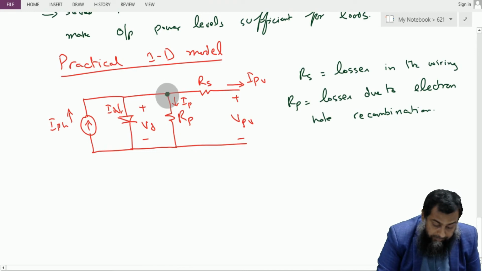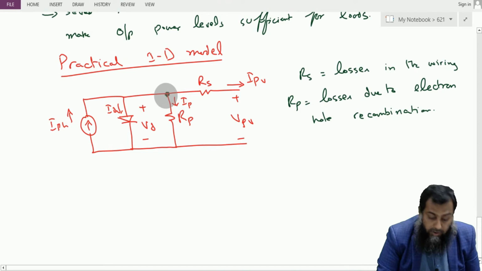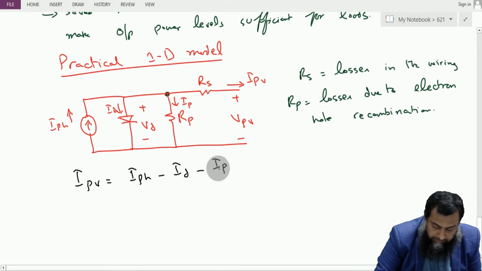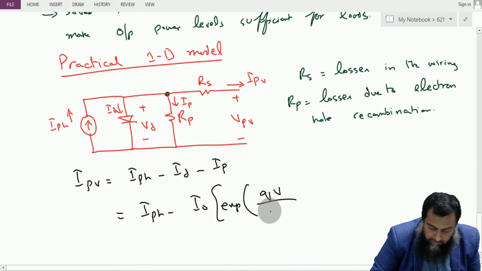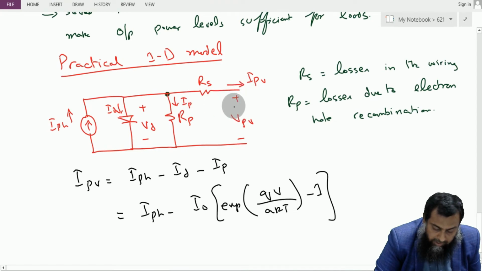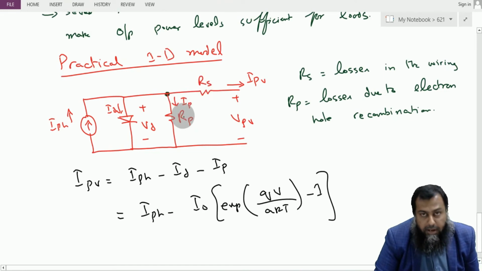Again, if I now apply Kirchhoff's current law at this particular node, then this IPV is equal to IPH minus ID minus this IP. So this IPH minus ID is equal to I naught exponential of QV over AKT minus 1. To find out what this IP is, if we do know what this VPV is, then we can find it by adding this VPV with the drop across this RS and then dividing it by RP.